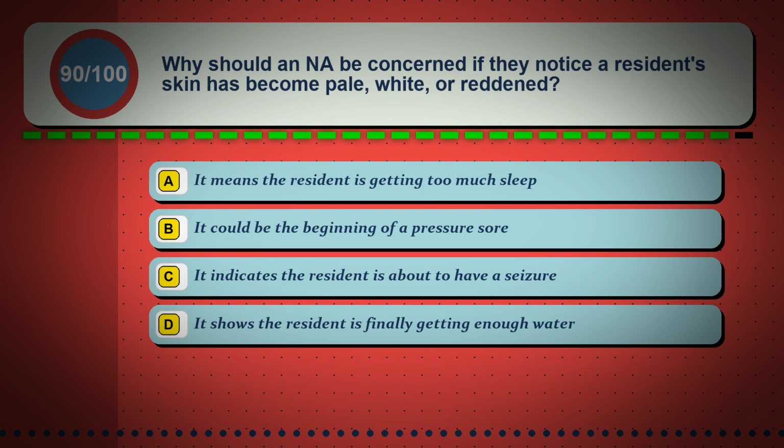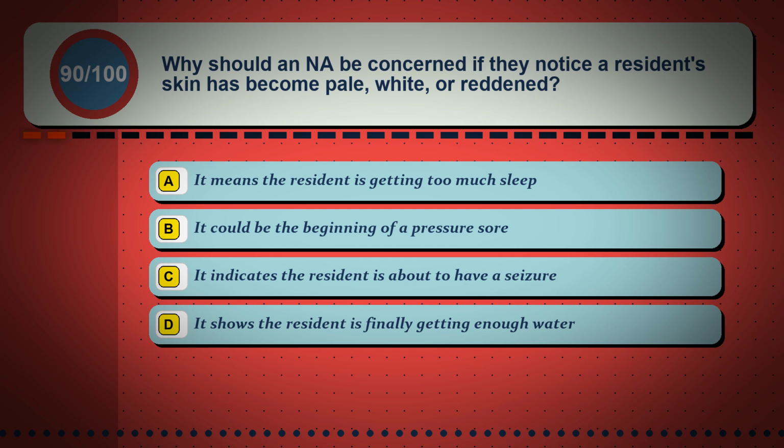Question 90. Why should an NA be concerned if they notice a resident's skin has become pale, white, or reddened? Option A. It means the resident is getting too much sleep. Option B. It could be the beginning of a pressure sore. Option C. It indicates the resident is about to have a seizure. Option D. It shows the resident is finally getting enough water.